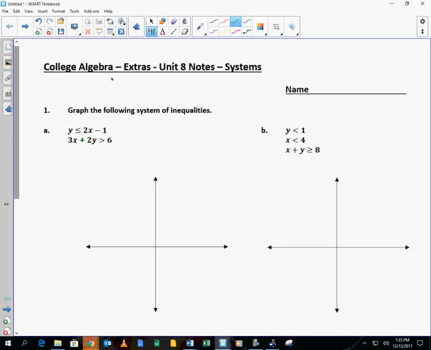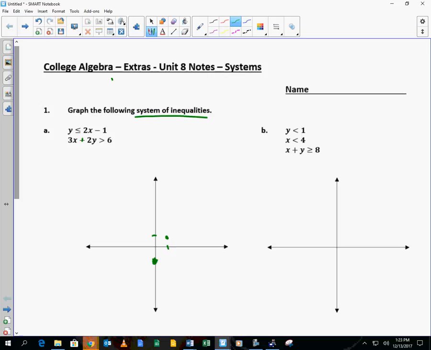It says graph the following system of inequalities. So we're going to first talk about systems of inequalities. How do I graph that first inequality? Start at -1 and go up 2. So I got -1, I plot that, go up 2 and over 1.